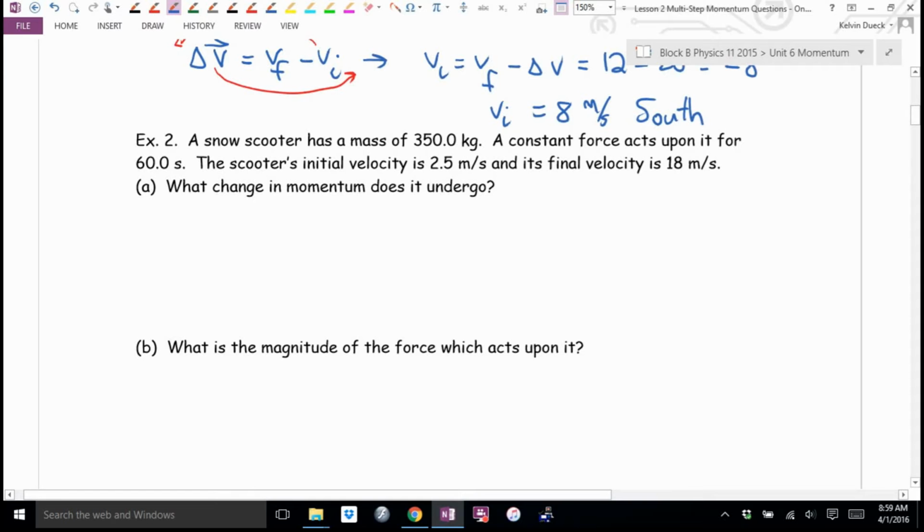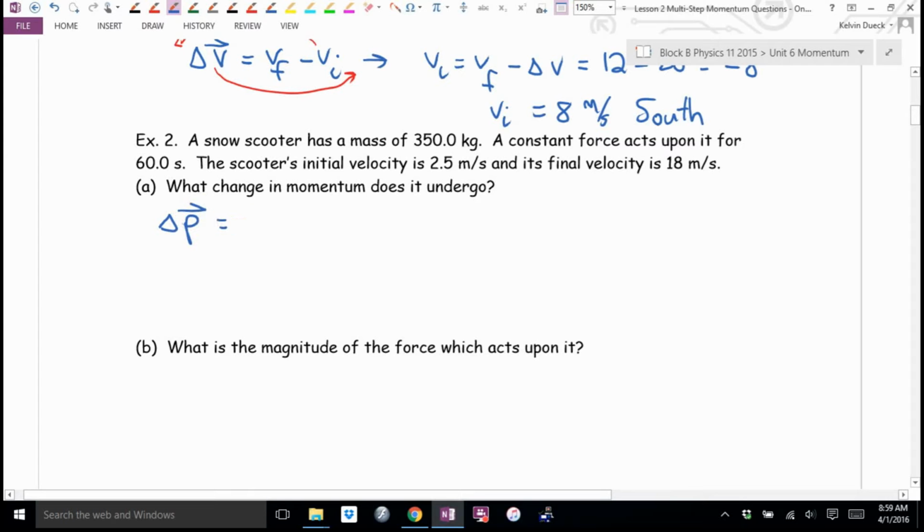Example 2. A snow scooter has a mass of 350 kilograms. A constant force acts on it for 60 seconds. The snow scooter's initial velocity is 2.5 meters per second, and its final velocity is 18 meters per second. Eugene, what does part A want me to find? What's another word for change in momentum?